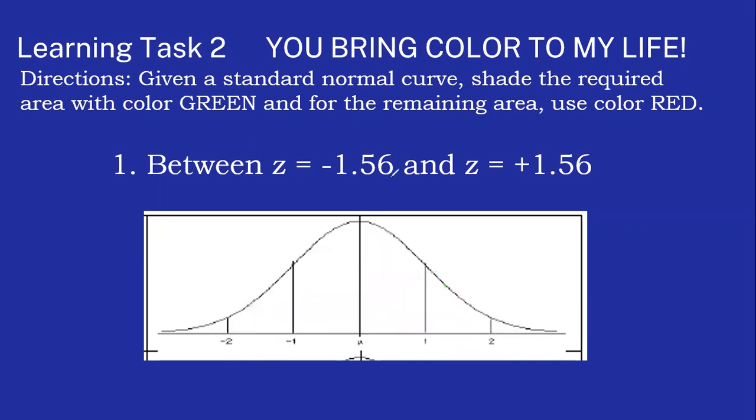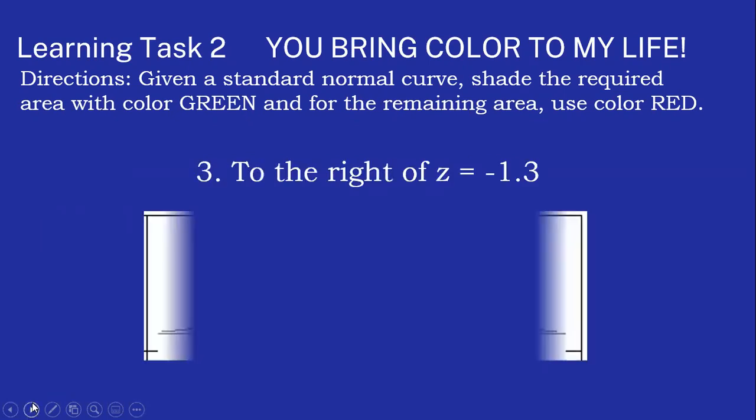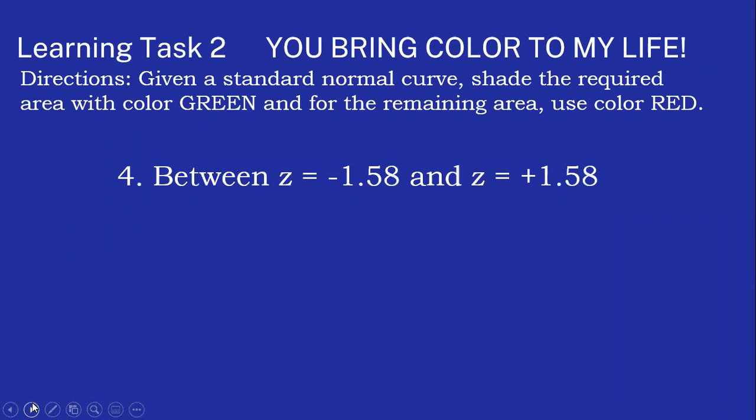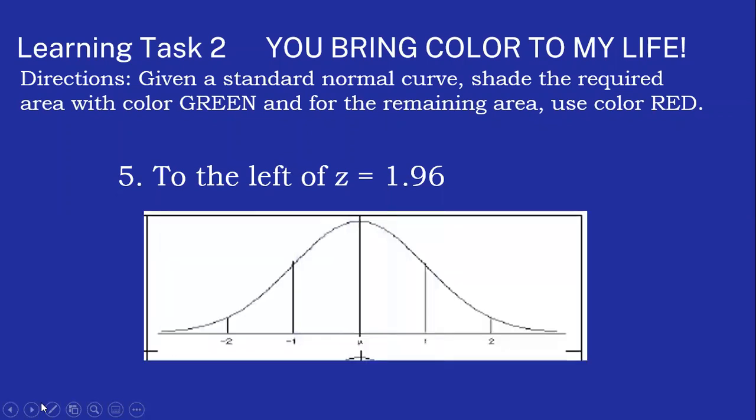For the rest of learning task number 2, I'm expecting that you will practice answering number 2, which is finding the area to the left of Z equals 2.05. For number 3, to the right of Z equals negative 1.3. For number 4, between Z equals negative 1.58 and Z equals positive 1.58. And lastly, to the left of Z equals 1.96. So these are for your exercises, numbers 2 to 5.